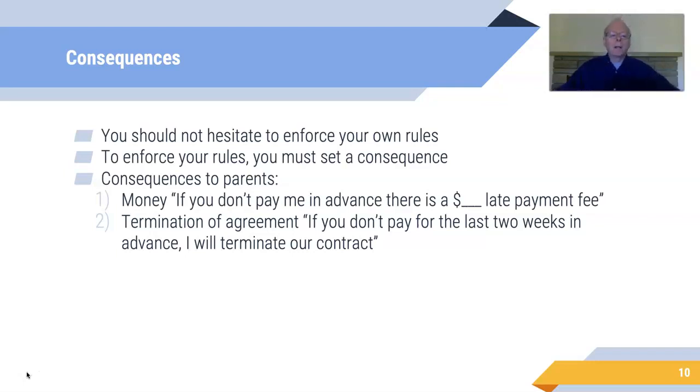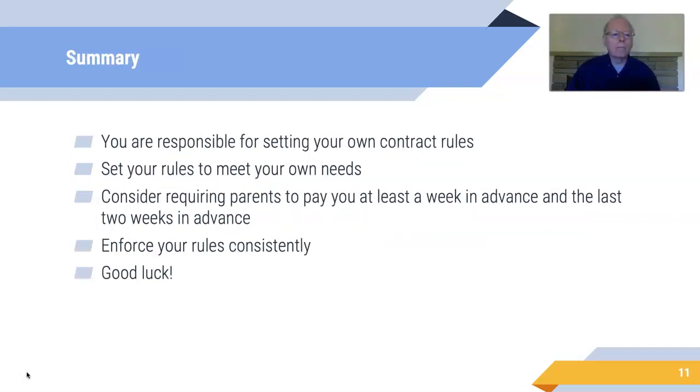The consequence can be money. Parent, if you don't pay me in advance, there's going to be a late payment fee. Or, parent, if you don't pay for these last 2 weeks in advance, I'm going to terminate the contract. I'm just not going to deal with you. I don't want to take this risk that I'm not going to get paid. Money or ending the contract. That's really how you enforce your rules. That's what I want to say. You're responsible for setting your own rules. Focus on what you want.